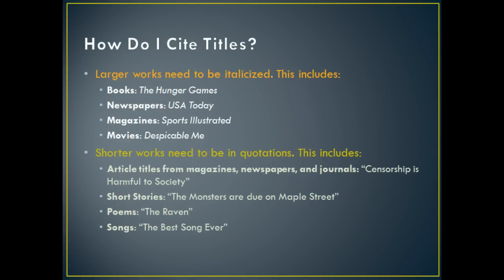First of all, let's take a look at how you cite titles correctly. So, if you have larger works, they need to be italicized if you're typing. For instance, books, newspapers, magazines, and movies all should be italicized. If you're handwriting a paper, you can then underline the title. For shorter works, you need to use quotation marks. This could include article titles for magazines, newspapers and journals, short stories, poems, and even songs.